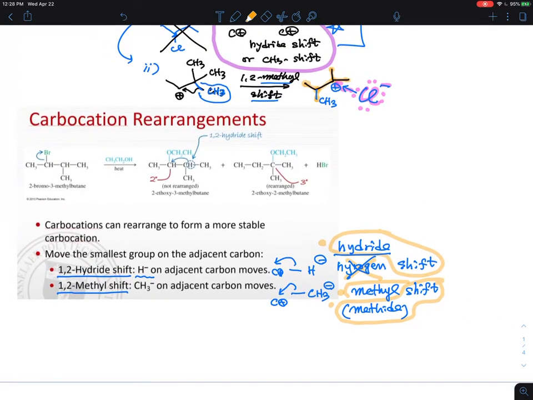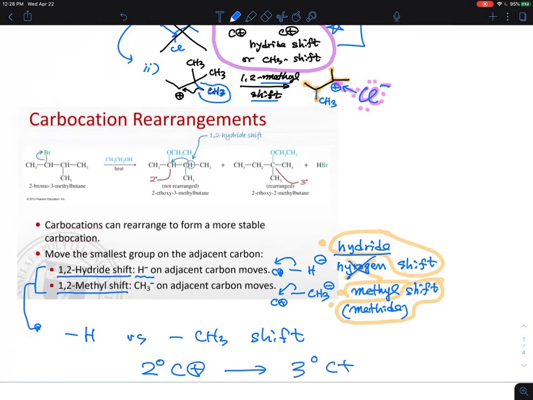And I would like to ask one more point here. If this compound has an option to do a hydride shift versus a methyl shift, which one will nature do? They have to shift one to typically change the carbocation from secondary to tertiary carbocation in order to do that.